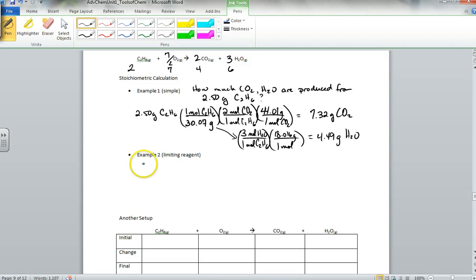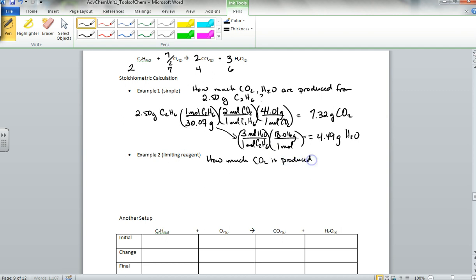But what happens if you're told how much of these two substances you have, your two reactants? Let's say that we're still burning the 2.5 grams of ethane, so that stays the same. But what we're doing is we're also going to be told that we have only 4 grams of oxygen. So instead of an unlimited supply, we have a limited amount. So how much CO2 is produced?